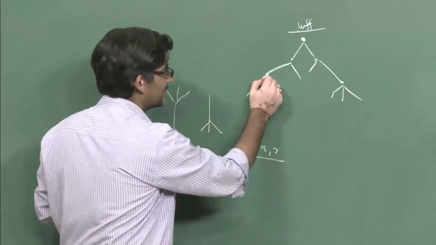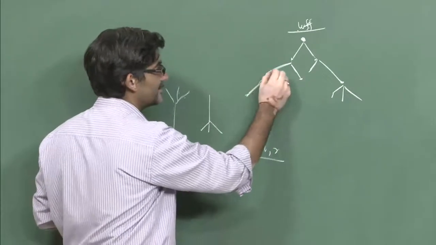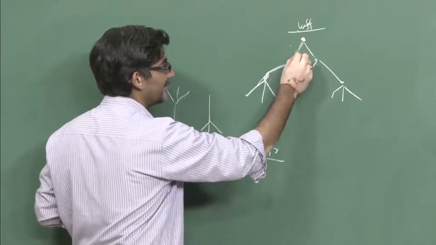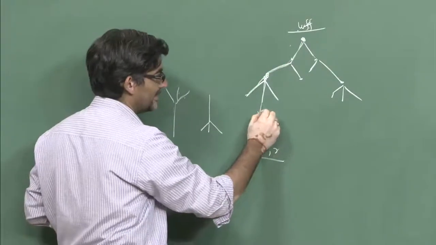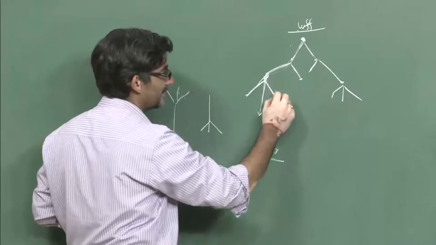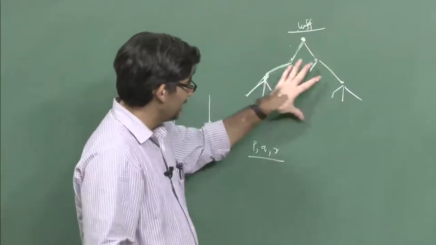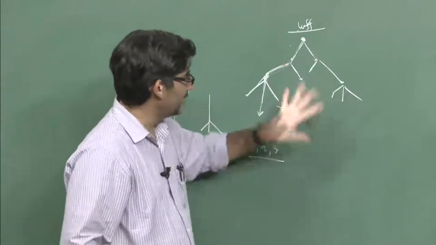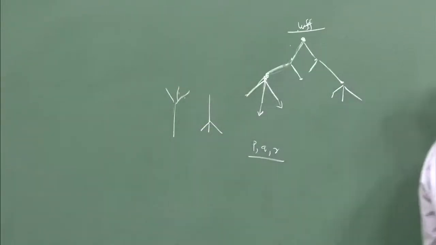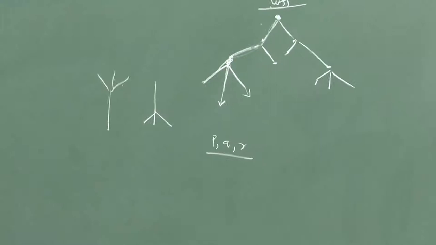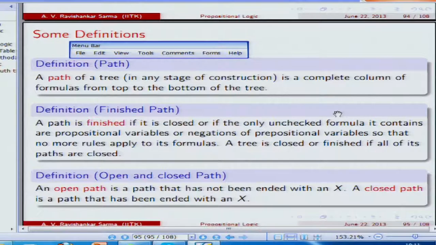Now in this tree diagram, this is considered to be one path, there is one more path going like this, and there is a third path like that. These are the paths of this particular tree. Once you construct a tree for a given well formed formula, that is going to be the path. It is a complete column of all the formulas from top to bottom.